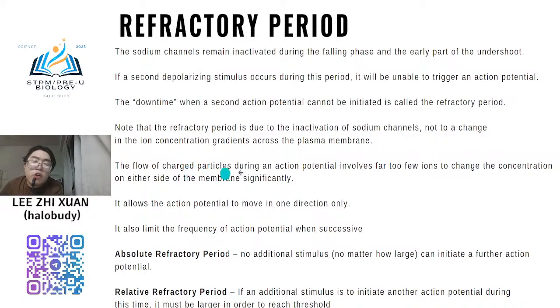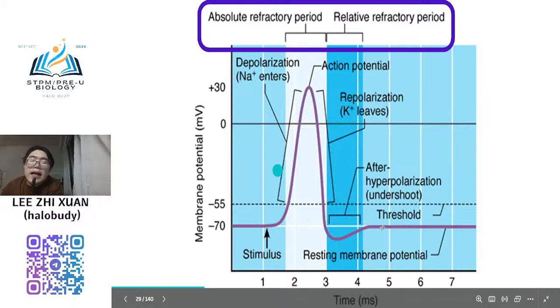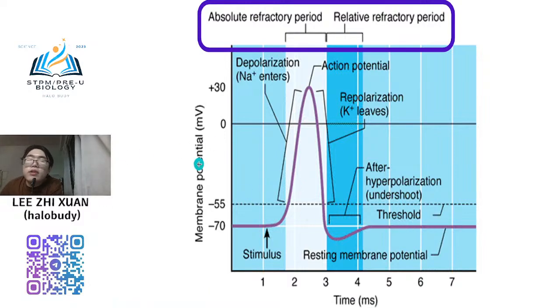And the flow of charged particles involved in the action potential involves far too few ions to change the concentration either side of the permeable membrane significantly. It also only allows the action potential to move in one direction. This preferably is only one direction. When there is a stimulus here, it will not go in reverse. You will not go in the reverse direction. But if it went in reverse, then there would be a problem. Okay.